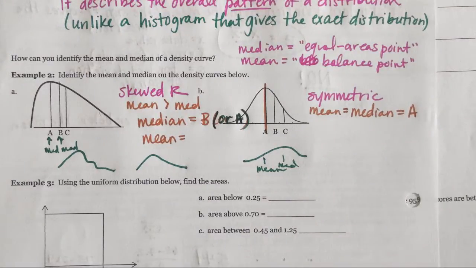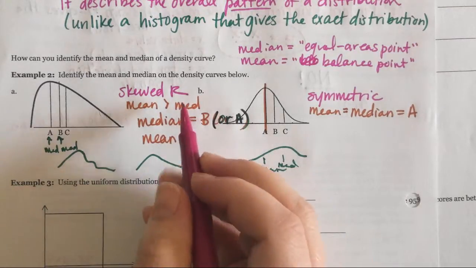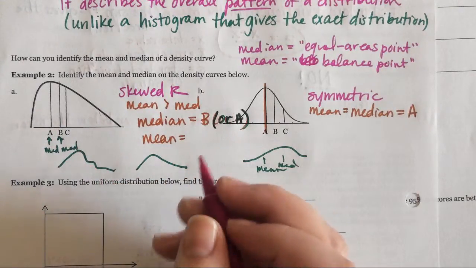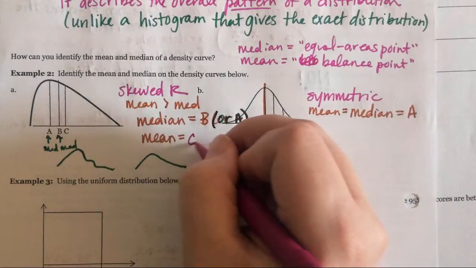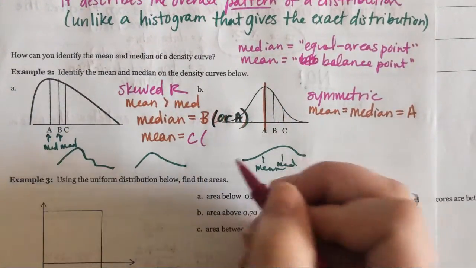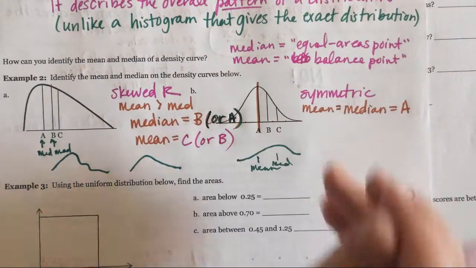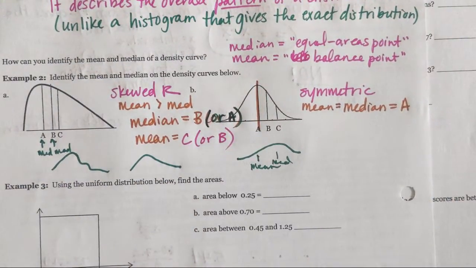Okay, and then back to the mean, we understand that since it's skewed right, the mean is further over this way. So if we had to guess the mean, we would say it's C, or if we picked A for the median, what would also make sense for the mean? Or B. It just depends. If we pick the median to be B, the mean has to be to the right of it, so the mean has to be C. If we pick the median to be A, the mean has to be to the right of it, so it could be B or C. We're just not sure. Again, we're just estimating.